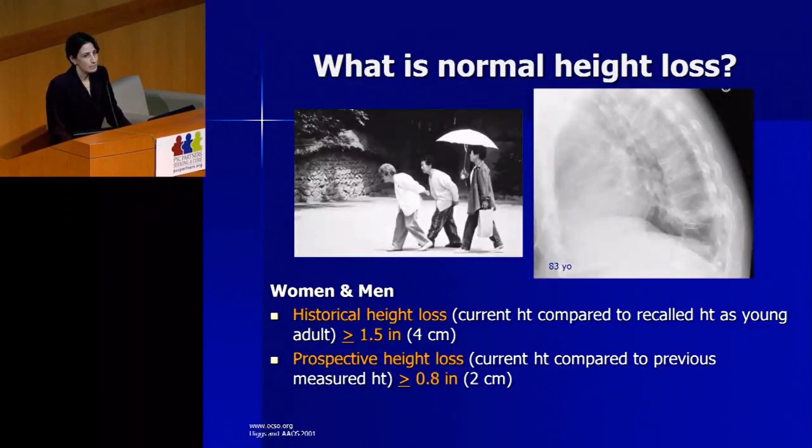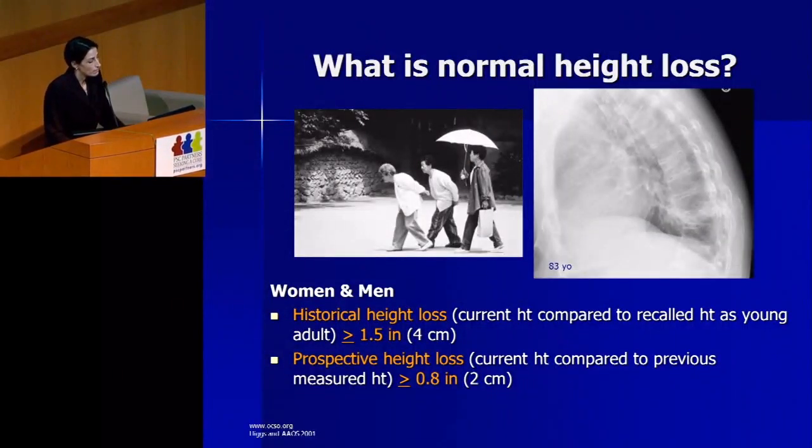If you have not had your height measured, get your height measured, because this is imperfect, but this is something that tells us a clue to compression of vertebrae leading to osteoporosis. Again, many other things can contribute to height loss, such as stooping forward, arthritis, and so forth.